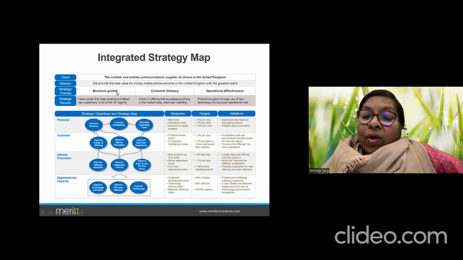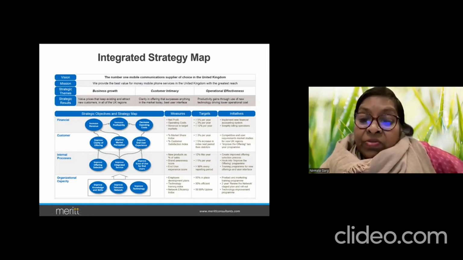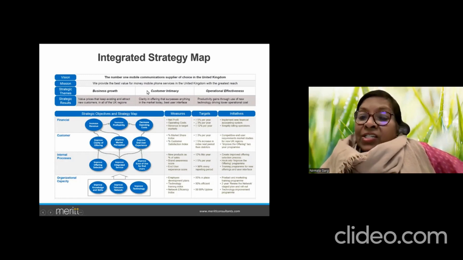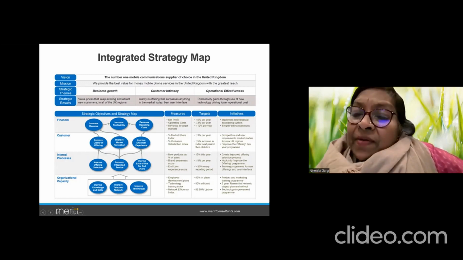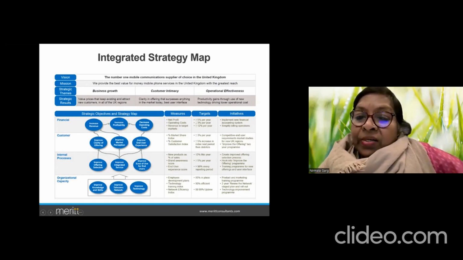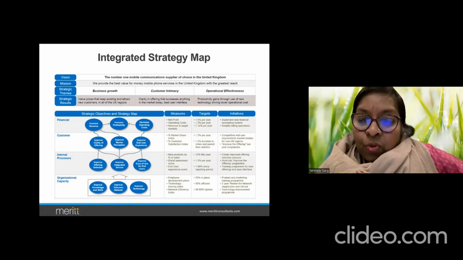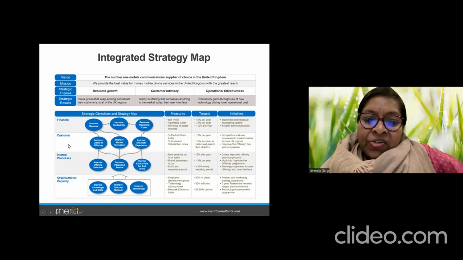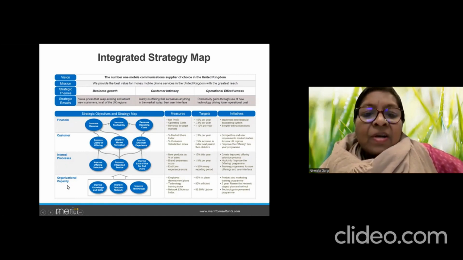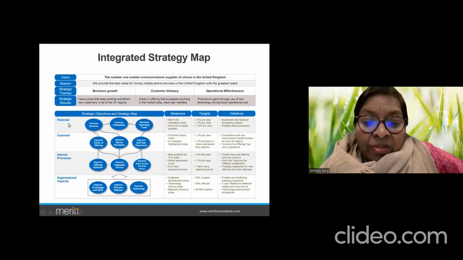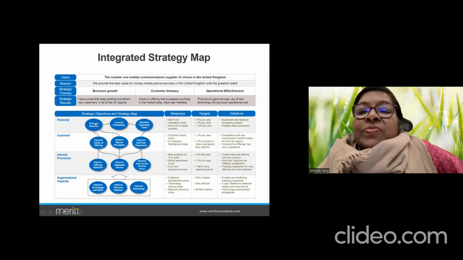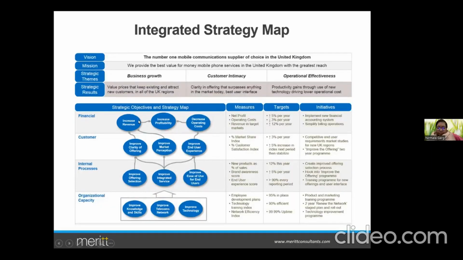All right. And what are the business themes, the strategic themes which have come out from the strategy? Growth, customer intimacy, and operational effectiveness. These are almost like strategic objectives. Now, what you need to do is create a balanced scorecard on similar lines, writing financial, customer, internal process, organizational growth. And for financial, write the strategic objectives. Typically, the strategic objective for the financial perspective is always increasing revenue and increasing profitability.